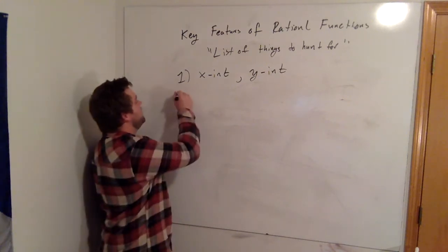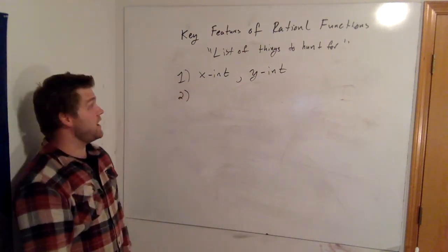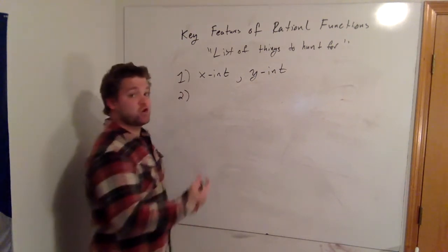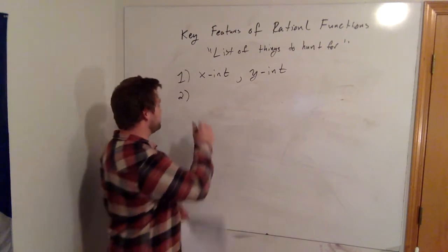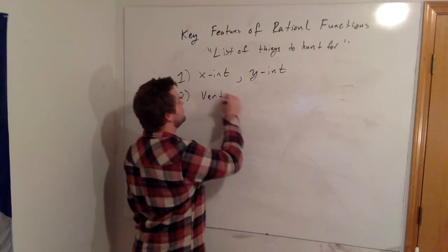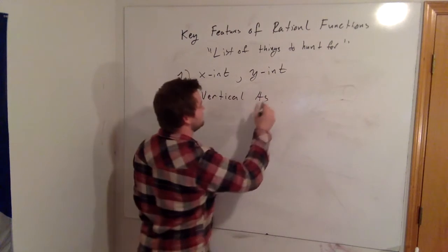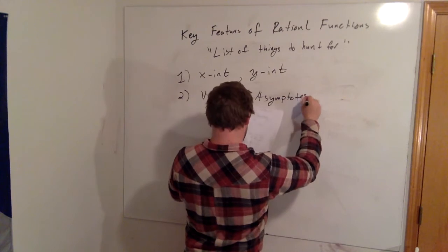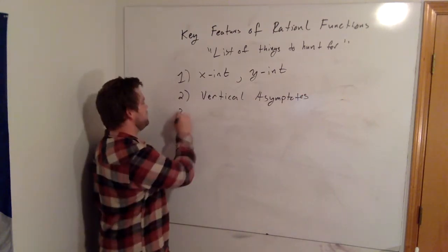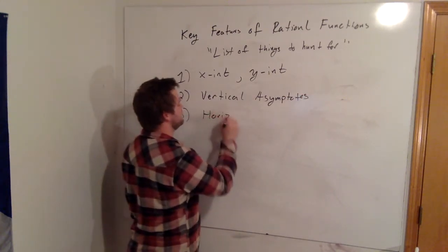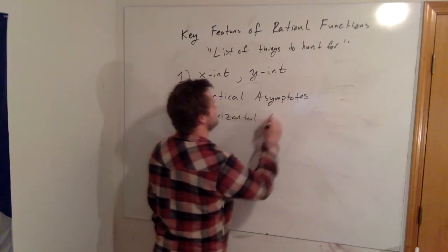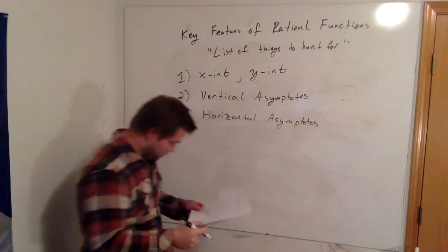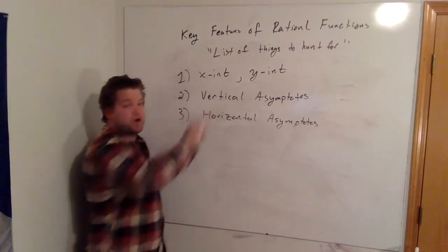Another thing we're going to want to look for: oftentimes, rational functions have horizontal asymptotes and vertical asymptotes. So we're going to want to look for vertical asymptotes, and I'll explain what these are if you don't already know. And we're also going to want to look for horizontal asymptotes. These are the main things we're going to hunt for first.